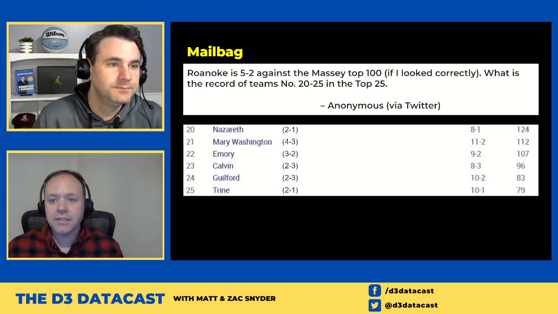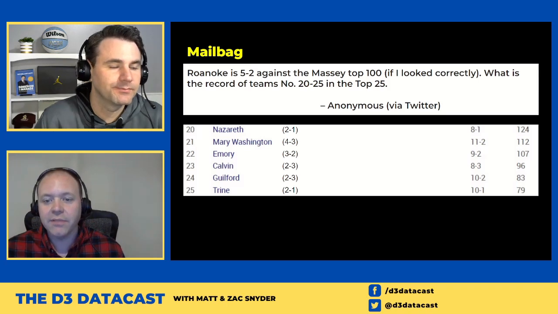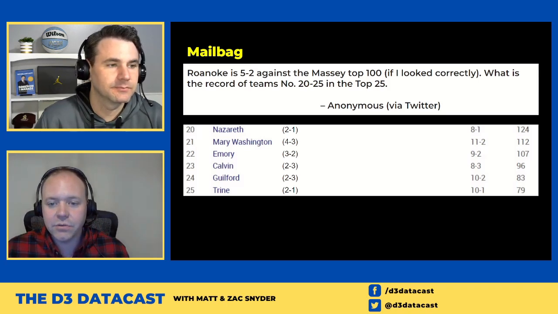Roanoke has had a good season. They've been in that others receiving votes category. And so just kind of wanting an inside look into some of the numbers to see how they stack up with the teams who are being voted into the bottom of the top 25. So as noted, the 5-2 is correct for Roanoke against the Massey top 100.